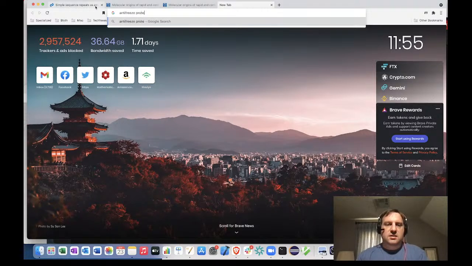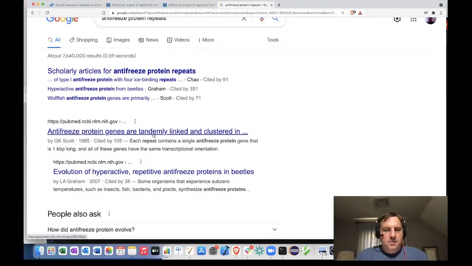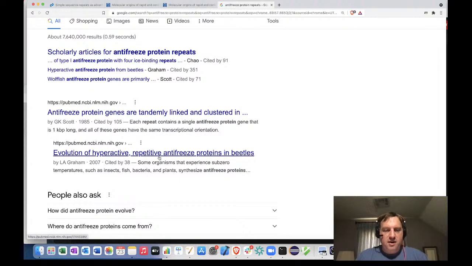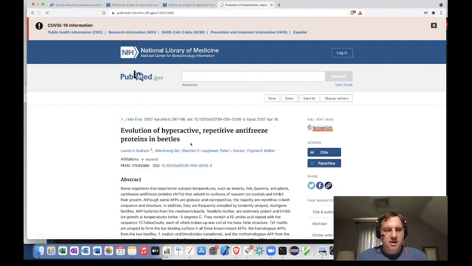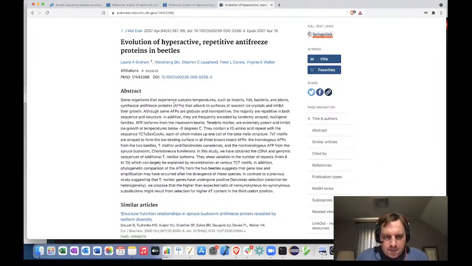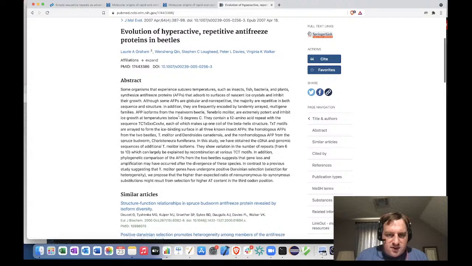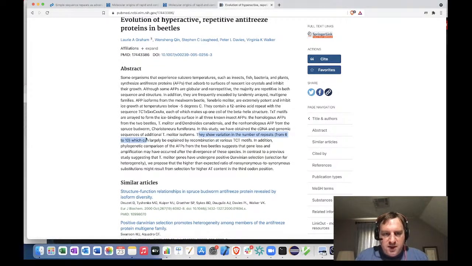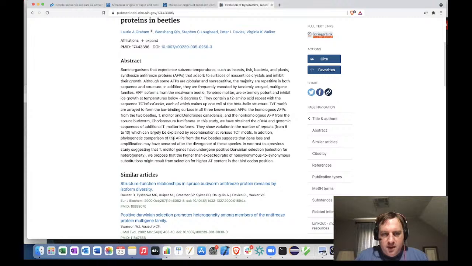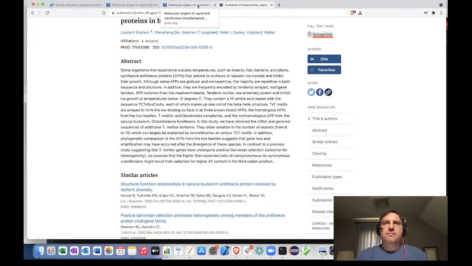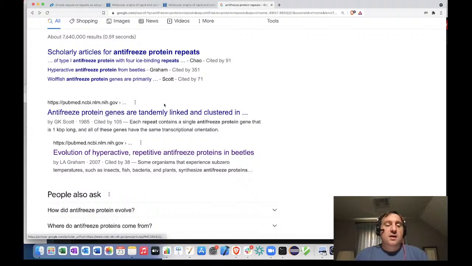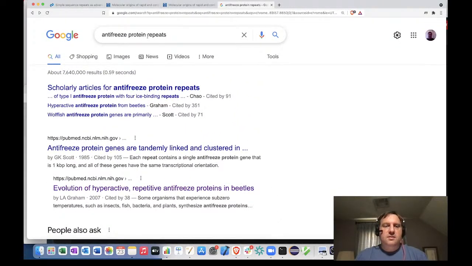Antifreeze protein repeats. Let's see here. We have evolution of hyperactive repetitive antifreeze proteins in beetles. I was actually thinking about fish. They're frequently encoded by tandemly arrayed multigene families, so that's not what we're actually looking at. They show variation in number of repeats. Anyway, I've always wondered if the repeats were related to the amount of antifreeze that was available. I don't know the answer to that, but it would be interesting to look into.